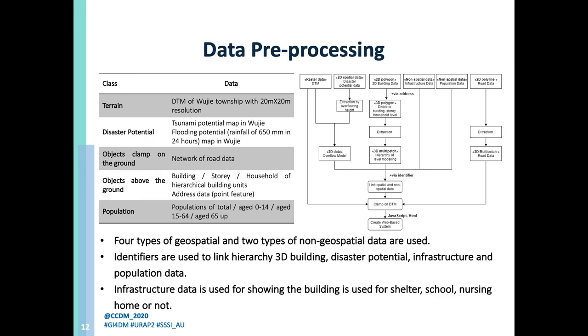On this page, we will talk about the data preprocessing. In this study, 4 types of geospatial data and 2 types of non-geospatial data are used. And as mentioned in section 2, identifiers are used to link hierarchical 3D buildings, disaster potential, infrastructure and population data in our study. And here, infrastructure data is used for showing whether the building is used as a shelter, school, nursing home or not.